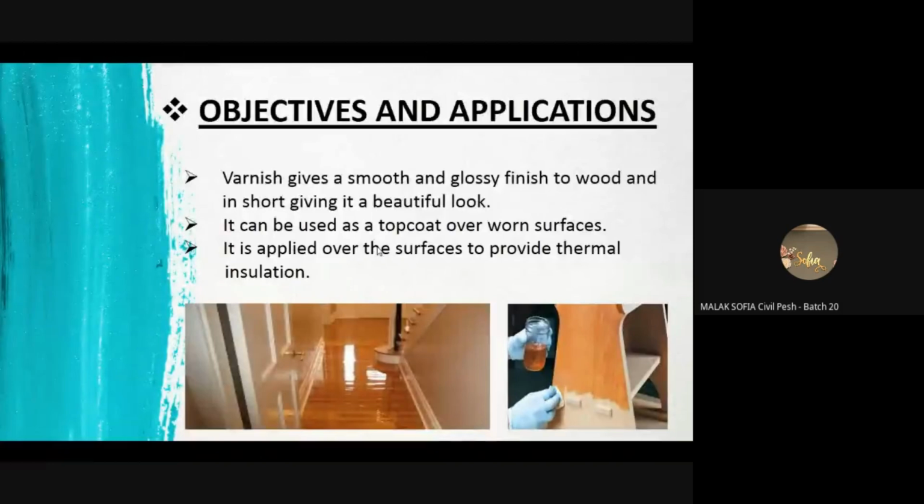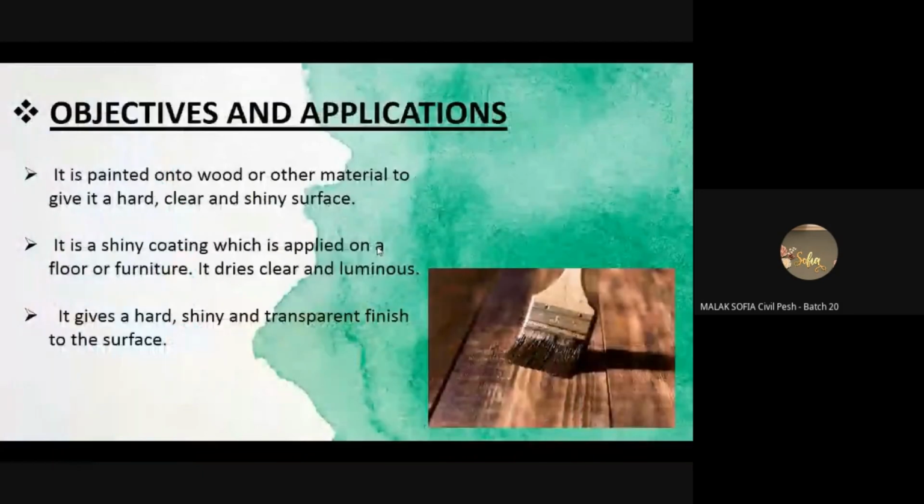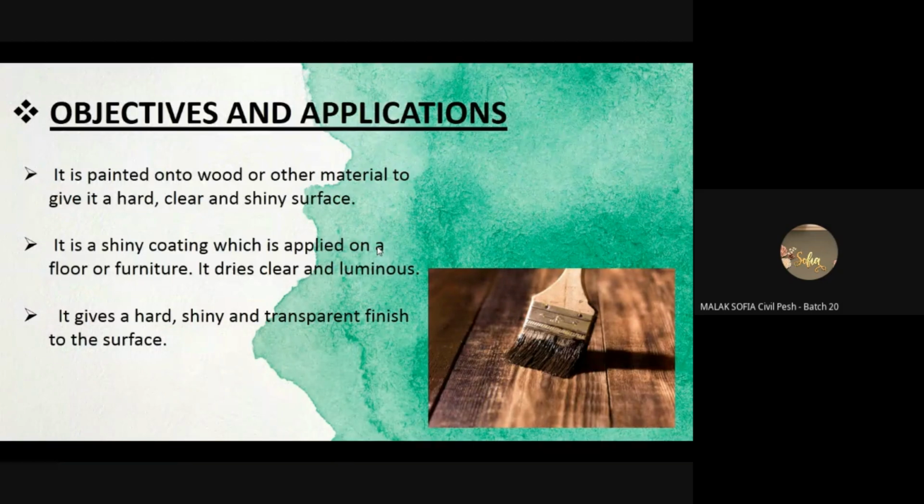Another application of it is that it can also be used as an insulator in our household, and in the places where we live. We are mostly concerned with insulators, so we provide every basic means to use things which can be used as insulators. So varnish is also used as an insulator. It is painted onto wood or other material to give it a hard, clear, and shiny surface. Not just on wood, it has found various uses on other materials.